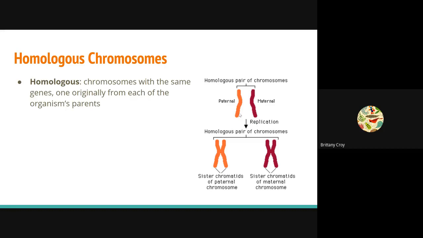One of them came from dad, and one of them came from mom, and these chromosomes would have the same genes. Like this could be the gene for eye color, eye color. This could be the gene for hair color, hair color. This could be the gene to make your stomach, and to make your stomach. The alleles could be different. Like this could be blue eyes, brown hair, blonde hair, but the genes are in the same spot.